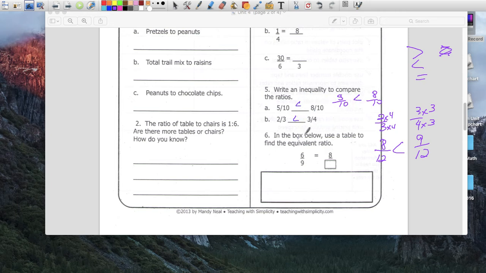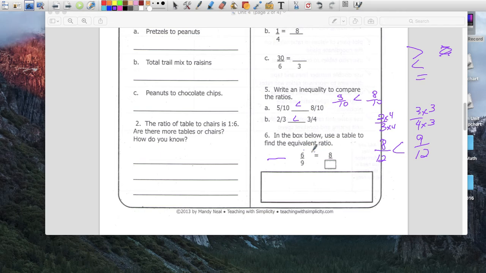In the box below, use a table to find the equivalent ratio. Now notice that here, you don't have a relationship. Nothing multiplied, like times 6, will give you 8. Up and down also doesn't work. So we want to change the 6 over 9 to something else.